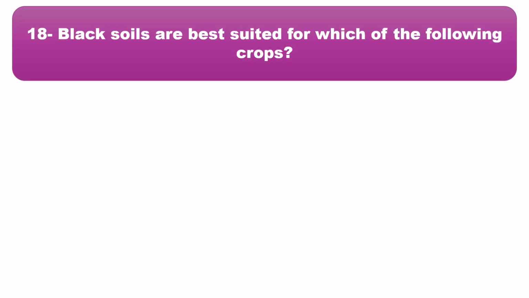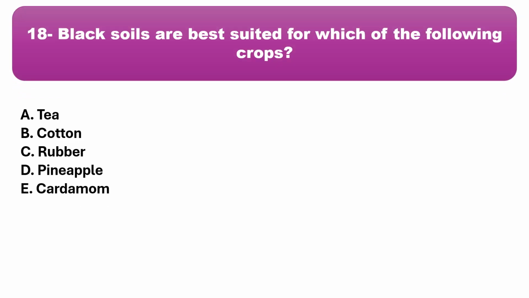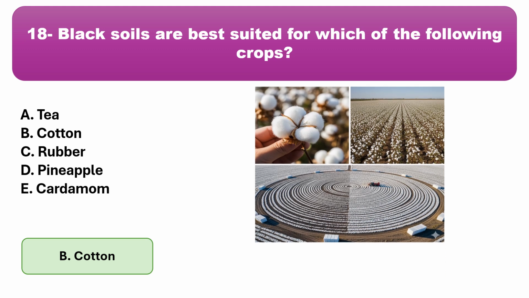Next question. Black soils are best suited for which of the following crops? The options are A, tea, option B, cotton, option C, rubber, option D, pineapple, and option E, cardamom. The correct answer here is cotton. And due to the high water holding capacity of black soils, cotton is best suited for black soils.